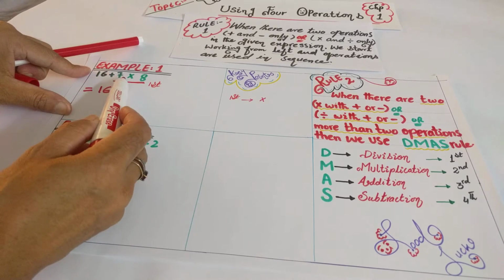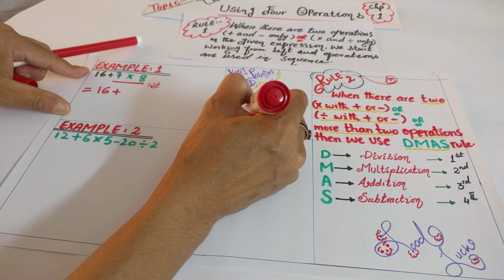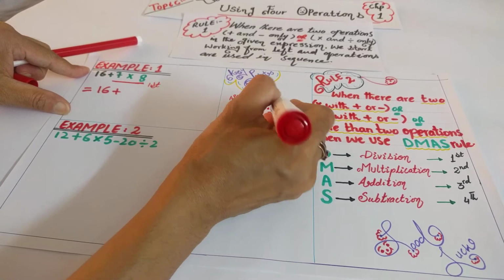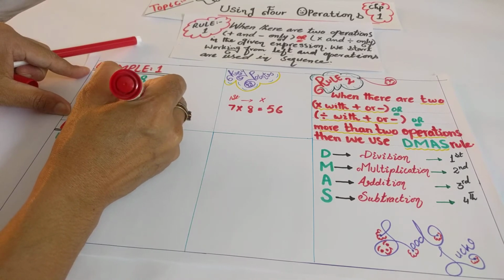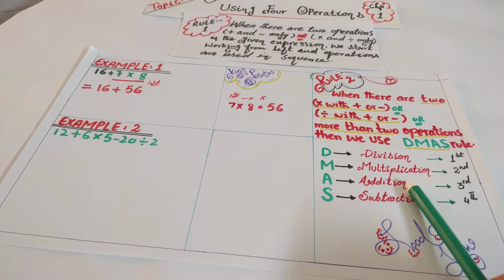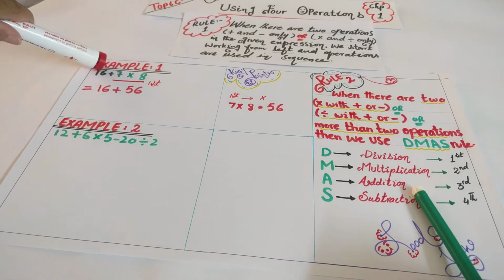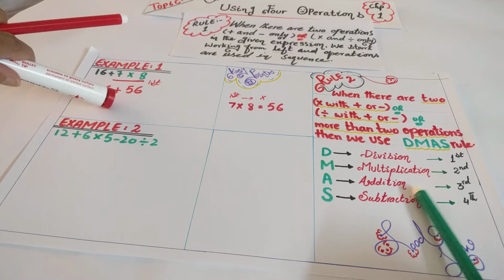Now we will solve this multiplication. 7 8s are 56. So we will write here 56. Clear? Now according to the DMAS rule, come to the next. After multiplication, what's the next? Addition. Now we will check, is there any addition in our given expression? Yes, there is addition in our given expression.